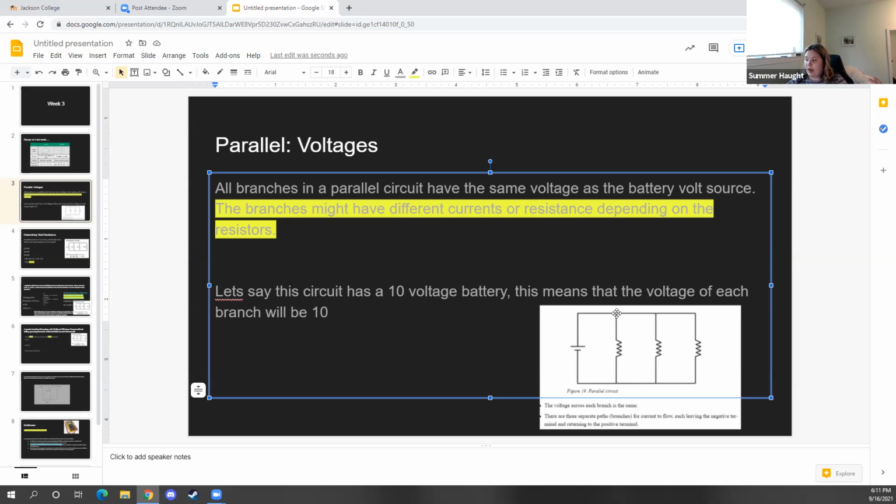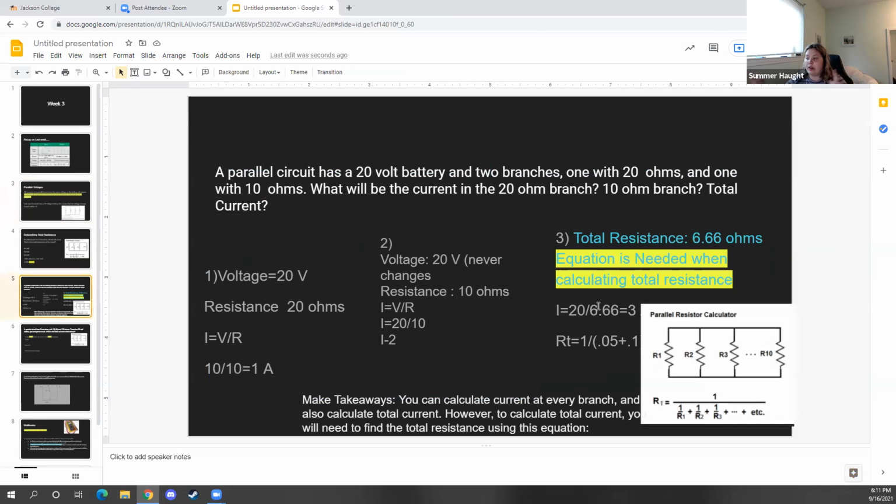But in this line, and this line, and this line, and this line, it's not always the same. So that's what we're calculating in this problem. We need to calculate the total current, the current at one particular branch and another particular branch, because they're not all the same. And hopefully I'll show you what that means.